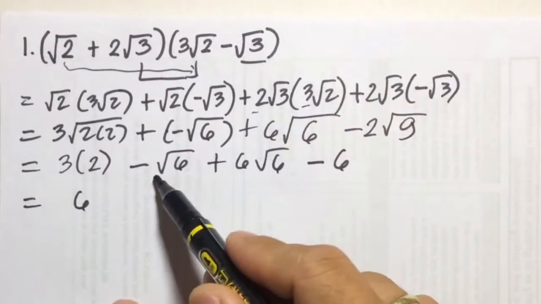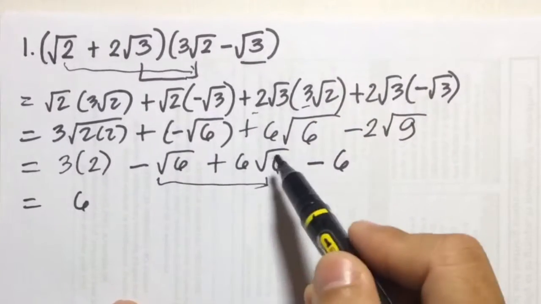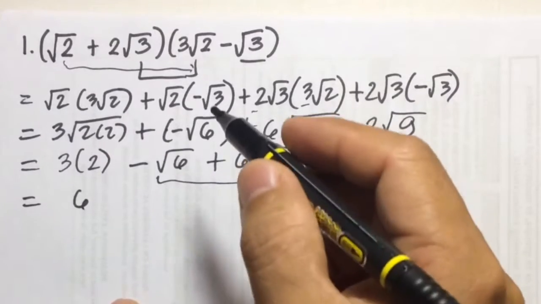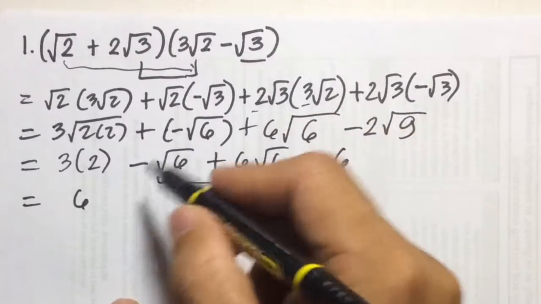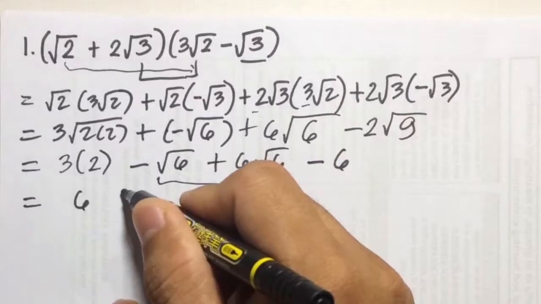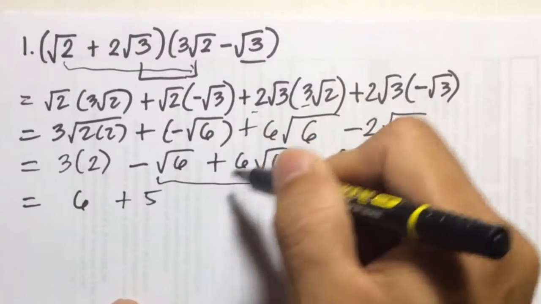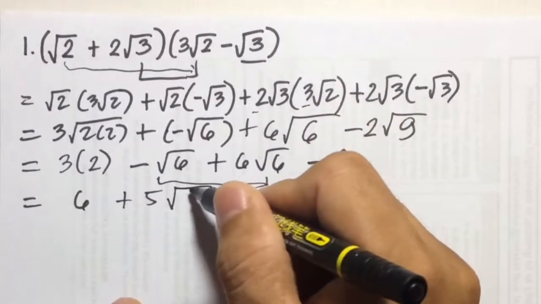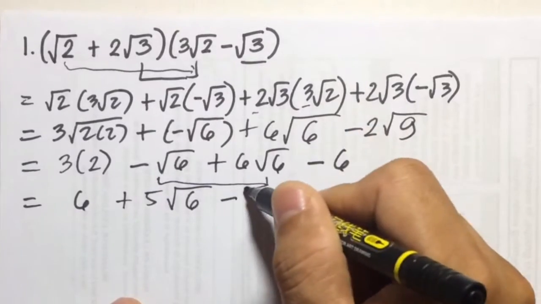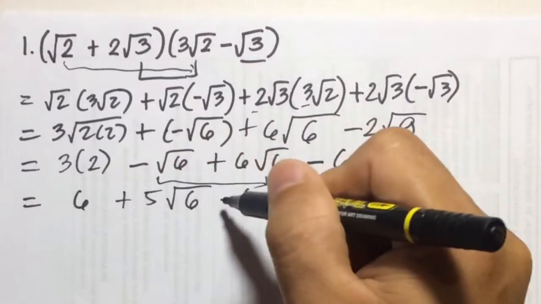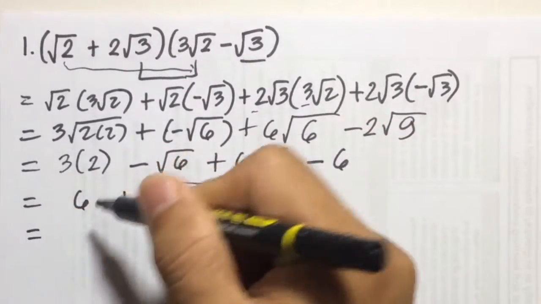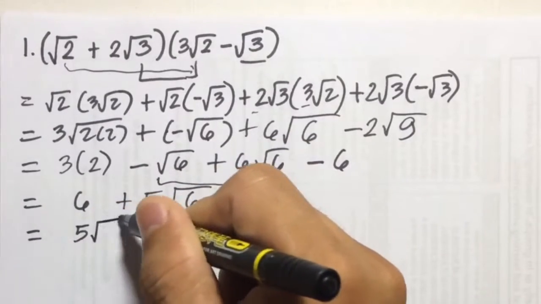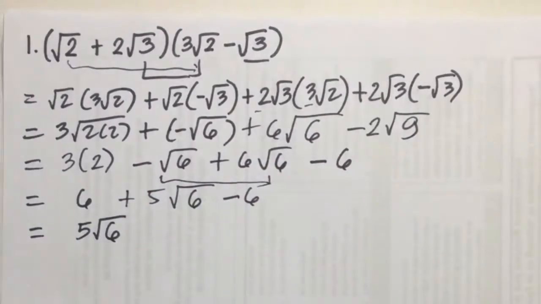Then combining the two here, negative square root of 6 plus 6 times square root of 6, that will be negative 1 plus 6. So that will be 5. So plus 5, then copy the common radical, which is square root of 6. Then minus 6. And 6 minus 6 here is 0. So your answer here will be 5 times the square root of 6.